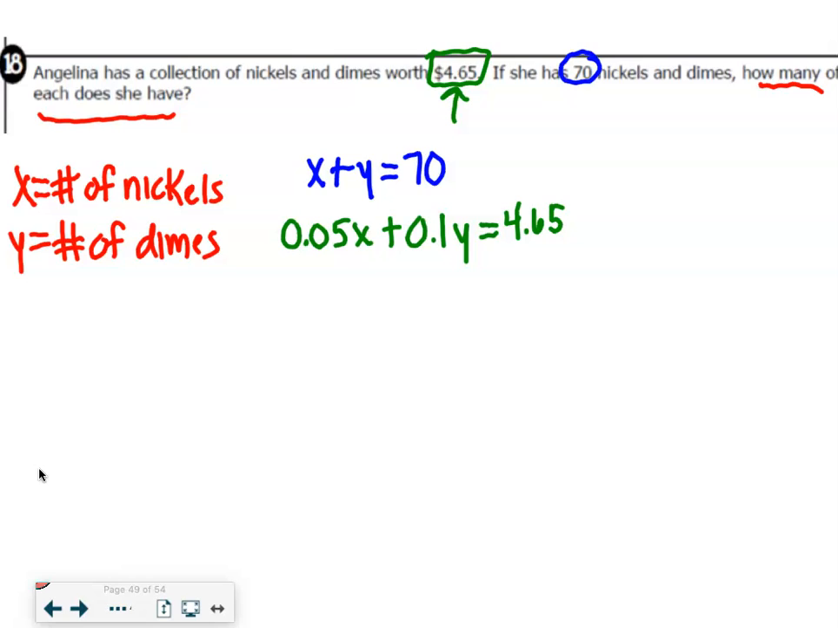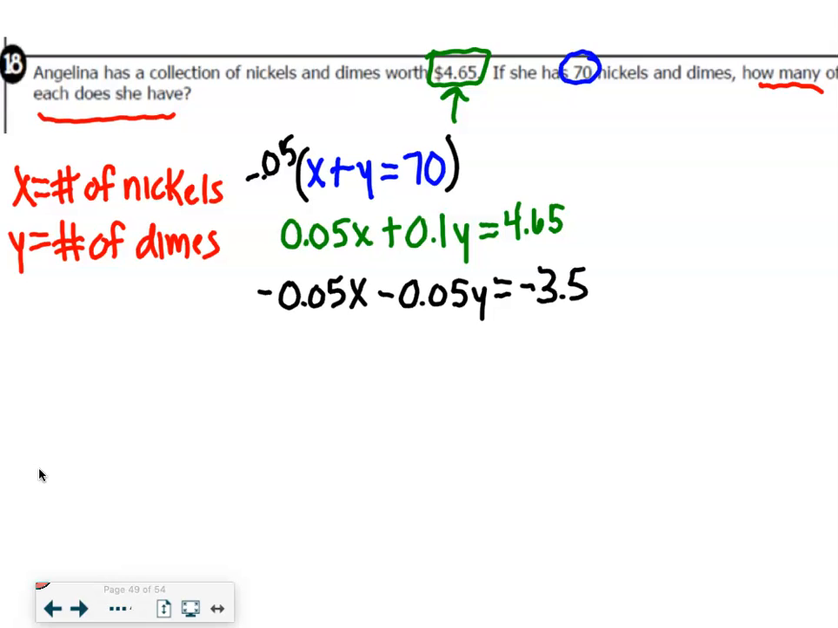Now from here, let's get rid of our x or y. Again, this one's kind of nice because I can either get rid of x or y very easily. And again, true to fashion, I went with x because why not? So how am I going to get rid of this positive 0.05? I'm going to multiply by negative 0.05. So when I distribute through, I'm going to have negative 0.05x minus 0.05y equals 70 times 0.05, folks, is negative 3.50.